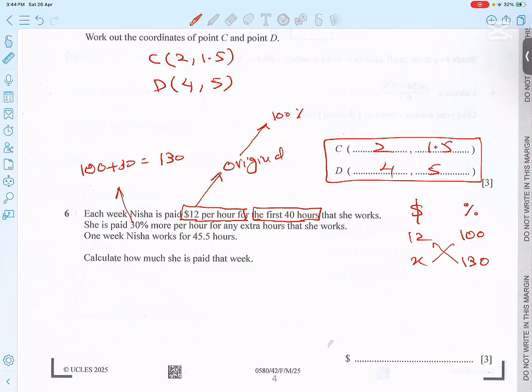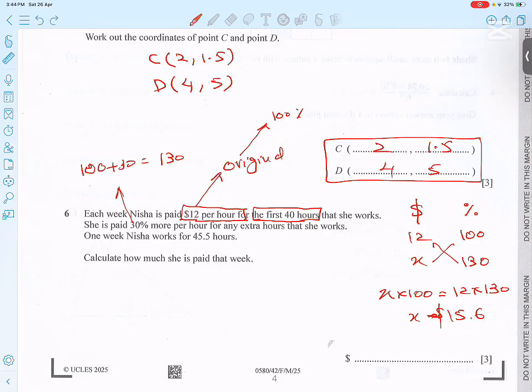So let's see now if we multiply. So x times 100 is equal to 12 times 130. 100 will go down. And 12, because in this paper a calculator is allowed, you can use it, and we can save our time. So $15.6. This is the money for the extra hour. It's called overtime.